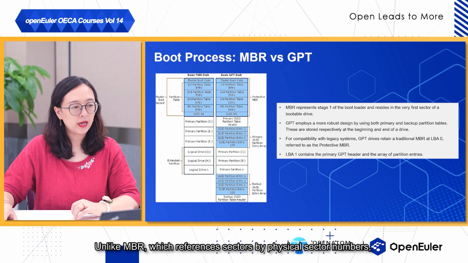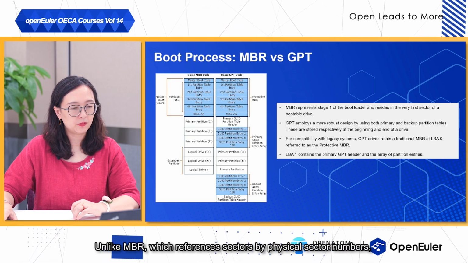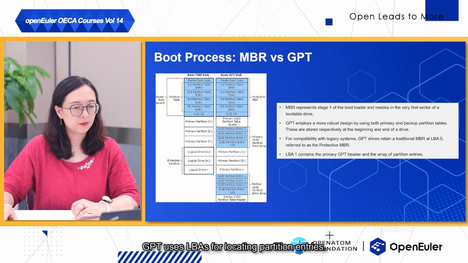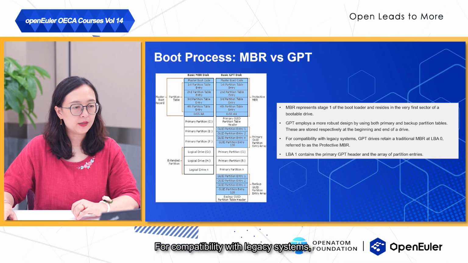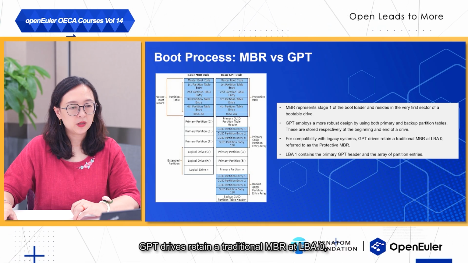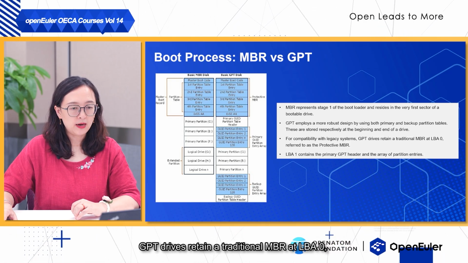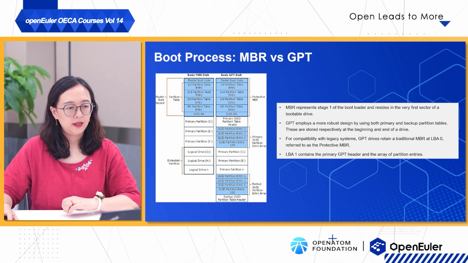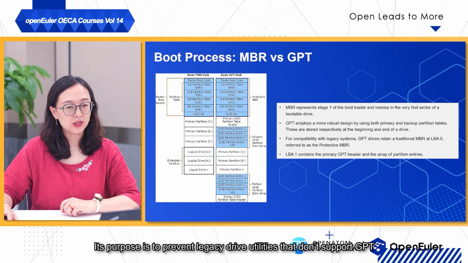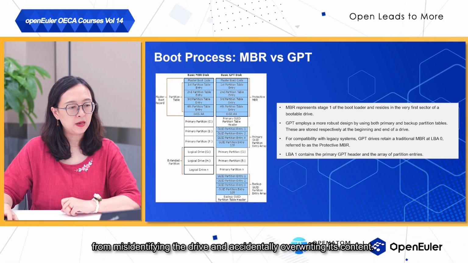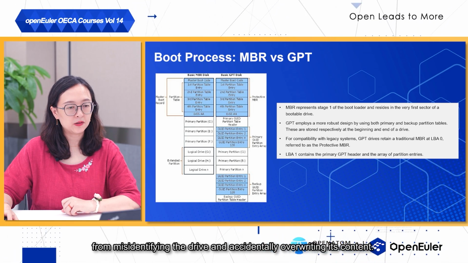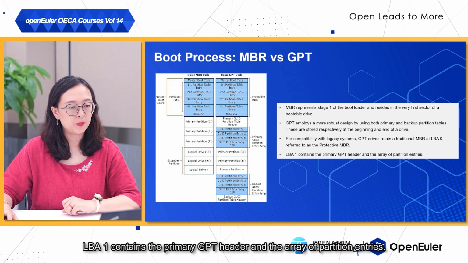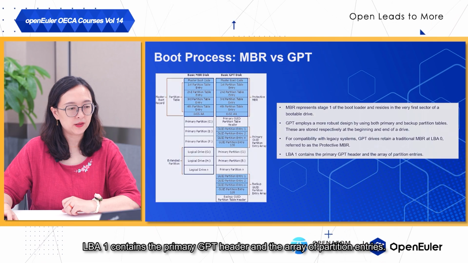Unlike MBR, which references the sectors by physical sector numbers, GPT uses LBAs for locating partition entries. For compatibility with legacy systems, GPT drives retain the traditional MBR at LBA0, referred to as the protective MBR. Its purpose is to prevent legacy drive utilities that don't support GPT from misidentifying the drive and accidentally overriding its content. Following that, LBA1 contains the primary GPT header and the array of partition entries.